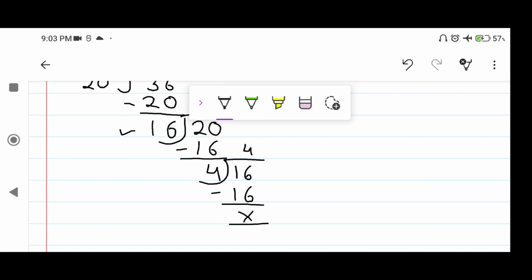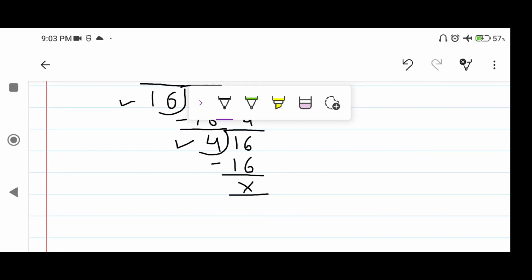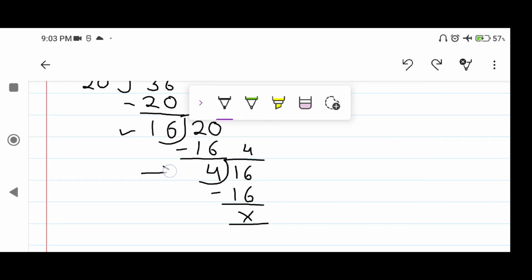So which is the HCF now? This final divisor, which is 4 here, number 4, this is the HCF of the given numbers. We call this the HCF, and we can see the remainder is 0 here. Only when the remainder comes out to be 0, then the last divisor is considered as the HCF of the given numbers.